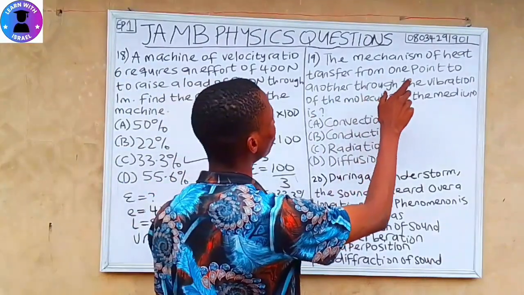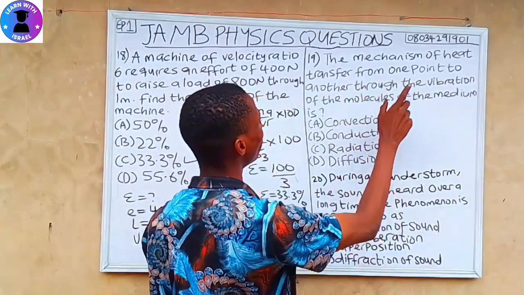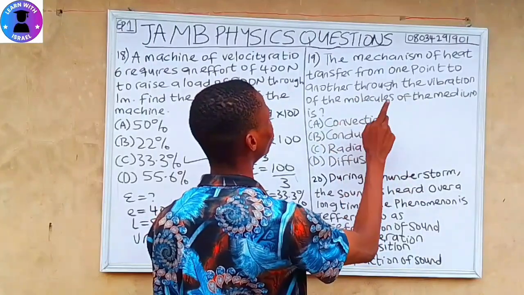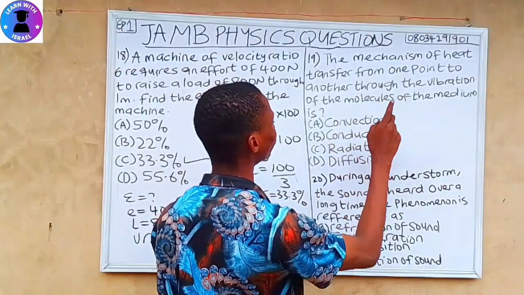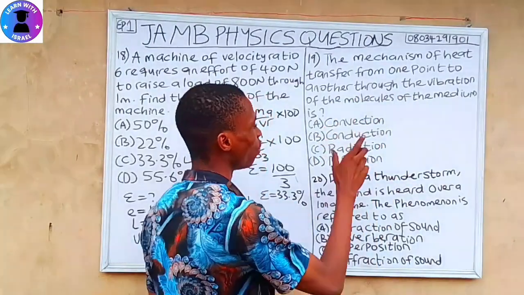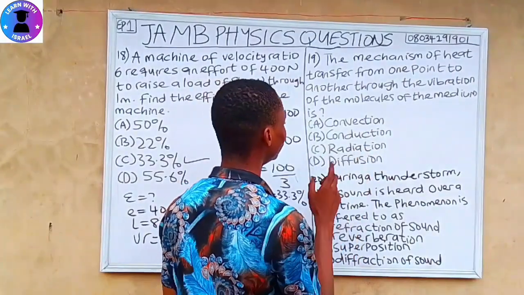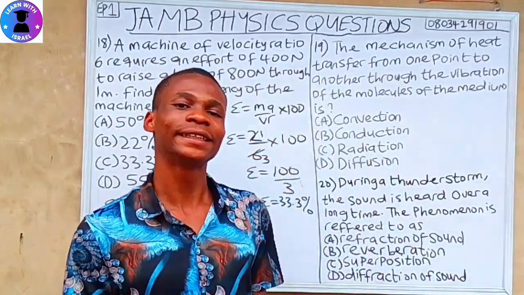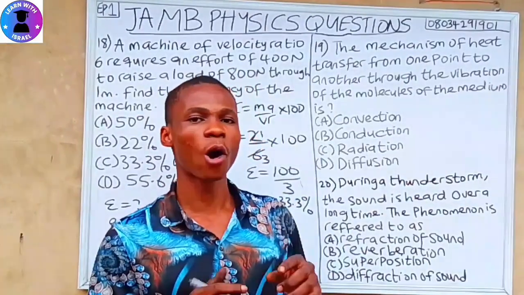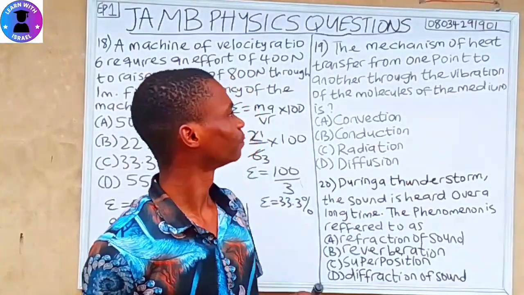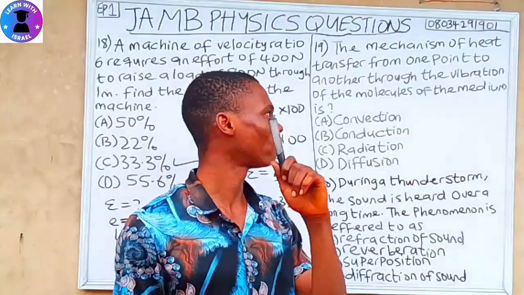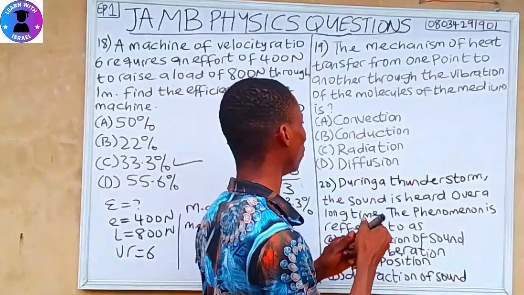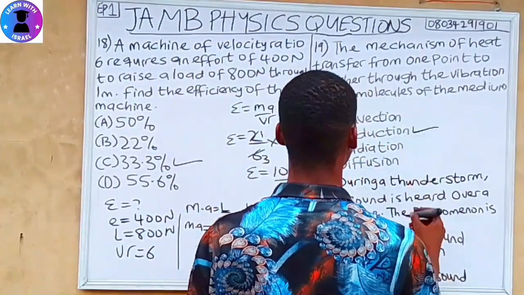The mechanism of heat transfer from one point to another through the vibration of the molecules of the medium is A. Convection, B. Conduction, C. Radiation, D. Diffusion. So conduction is the mechanism of heat transfer from one point to the other through the vibration of molecules of the medium. So conduction is the correct answer.